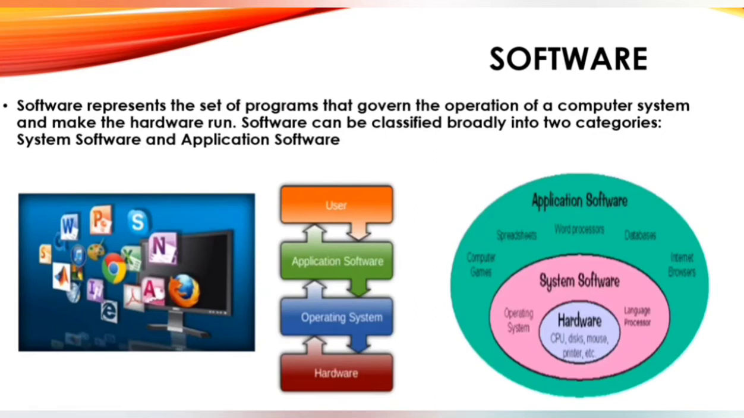Under application software, these are some applications: word processor, spreadsheet, like Excel where you are managing data, Microsoft Word, database, internet browsers, computer games. All these are application software. System software is that which helps in starting the system. So it is your operating system. Language processor: under language processor, compiler, assembler, and interpreter will come. And hardware we have already discussed.